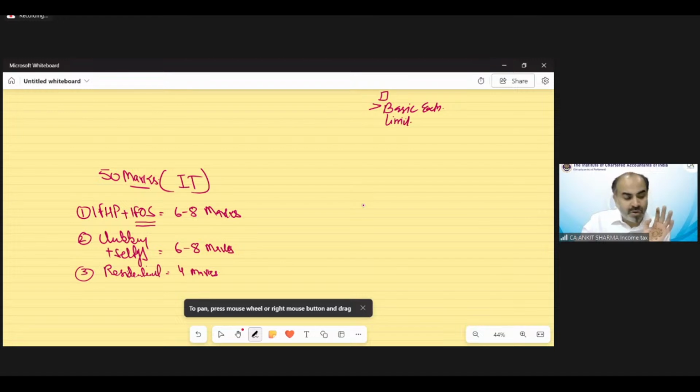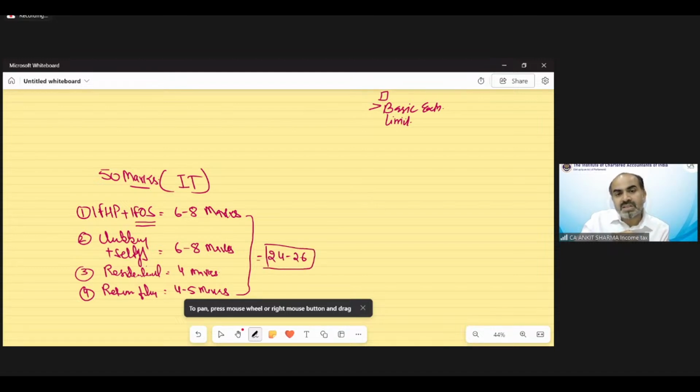So we are talking about that over here. Now we have the return filing chapter, which we are going to discuss today. And I have noticed that in almost every attempt, 4 to 5 marks of provisions, whether theoretical or a small case, a 2 marks case or a 1 mark case, questions would be there out of these provisions. So if we combine all this, we are talking about a 24 or 26 marks paper out of these simple chapters. So these are very scoring.